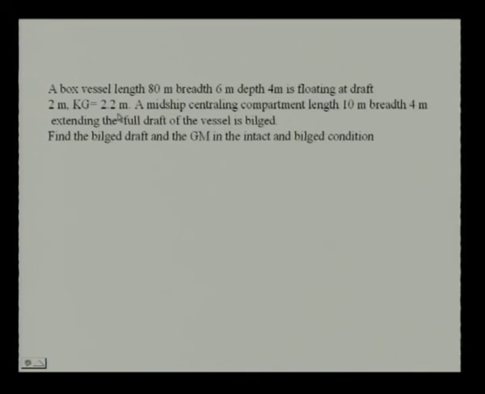Now, in this case, midship means the center part of the ship. So in the mid part of the ship, a compartment of length 10 meters, that is, small l is given as 10 meters, its breadth is 4 meters, extending the full draft of the ship, is bilged. That goes without saying, extending the full draft. Then you are asked to find the bilged draft and the GM in the intact and bilged condition.